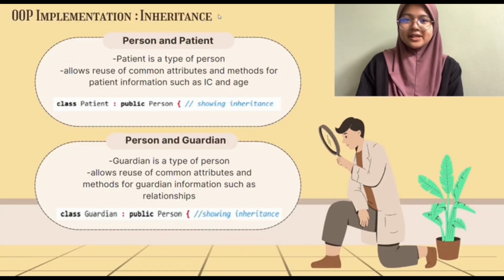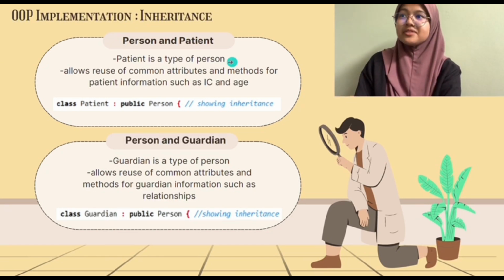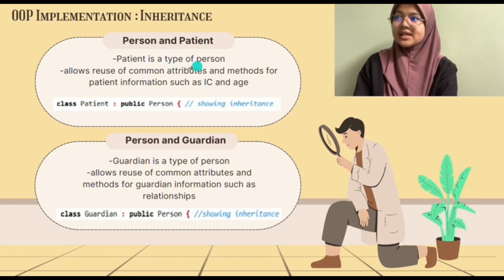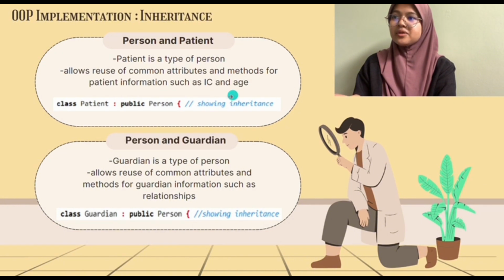Assalamualaikum warahmatullahi wabarakatuh. My name is Izzati, and today I'm going to present about OOP implementation. First, we have inheritance, which is person and patient, and person and guardian. For person and patient, patient is a type of person. It allows the use of common attributes and methods for patient information, such as IC and age. So here is where we implement the inheritance in our coding. Next, person and guardian. Guardian is a type of person. It allows the use of common attributes and methods for guardian information, such as relationship.